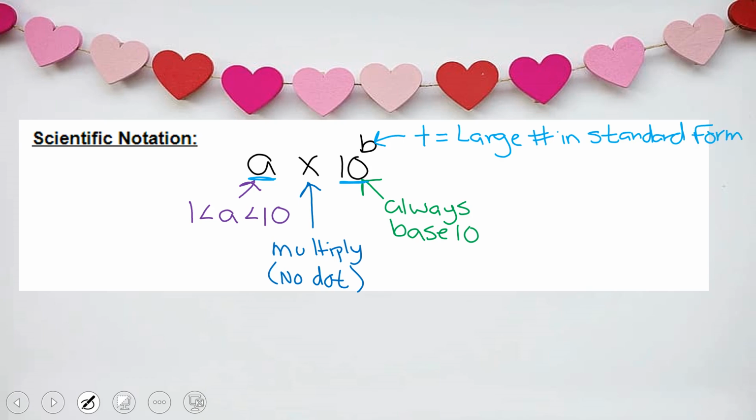And conversely, if that exponent is negative, remember that negative exponents create fractions. So that's going to create a very small number in standard form.